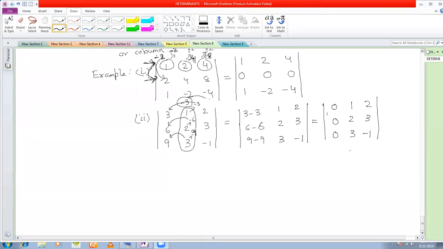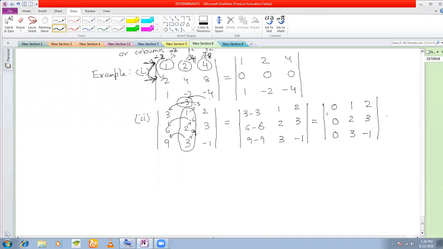But anyway, you're going to get this determinant. Now, can you tell me what is the value of this determinant? The value of this determinant will be 0. Why? Because if I expand this determinant by this column, then all the cofactors will be 0. So ultimately, the value of this determinant will be 0. That is the benefit of this property.